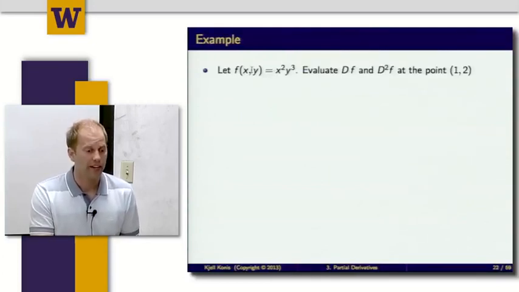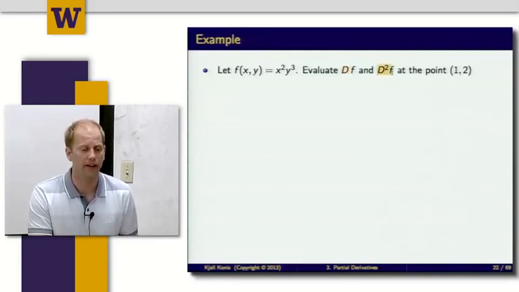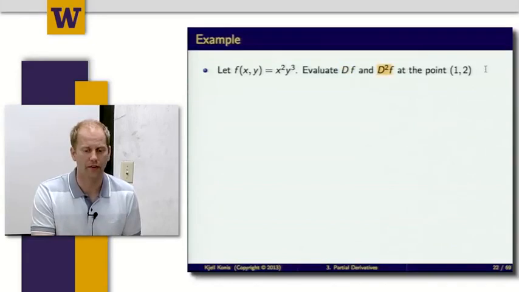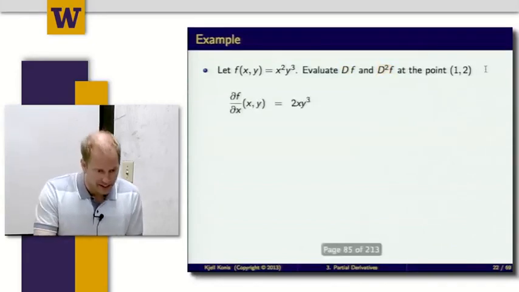And so now let's look at an example. Suppose I define my function to be x squared y cubed, and I just want to compute both the gradient and the Hessian. So df is going to be the gradient, and d squared f is going to be the Hessian. And then I want to evaluate them at the point 1, 2.